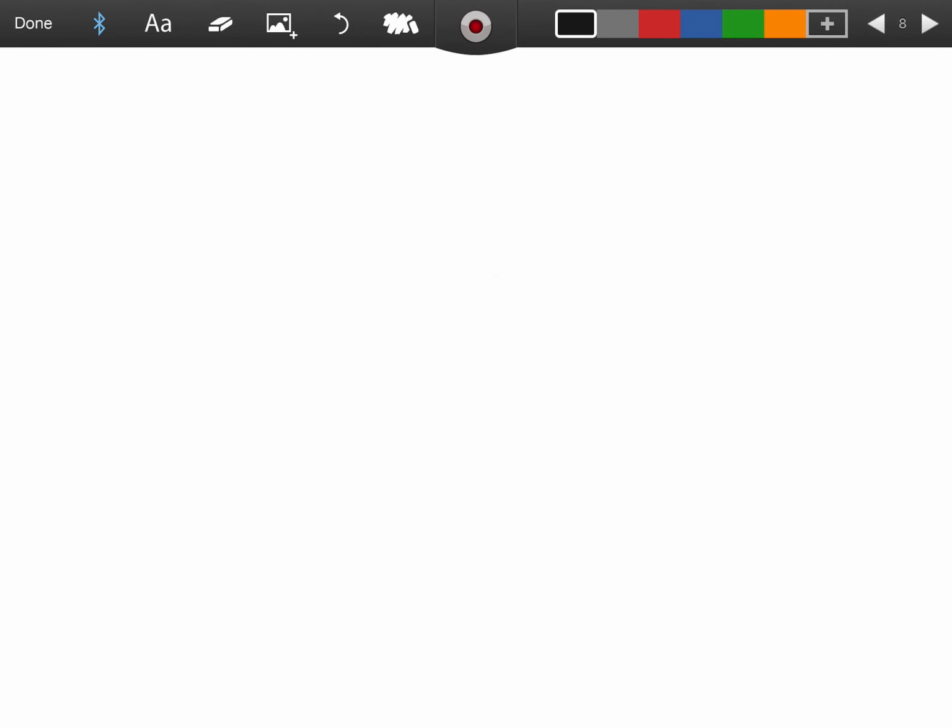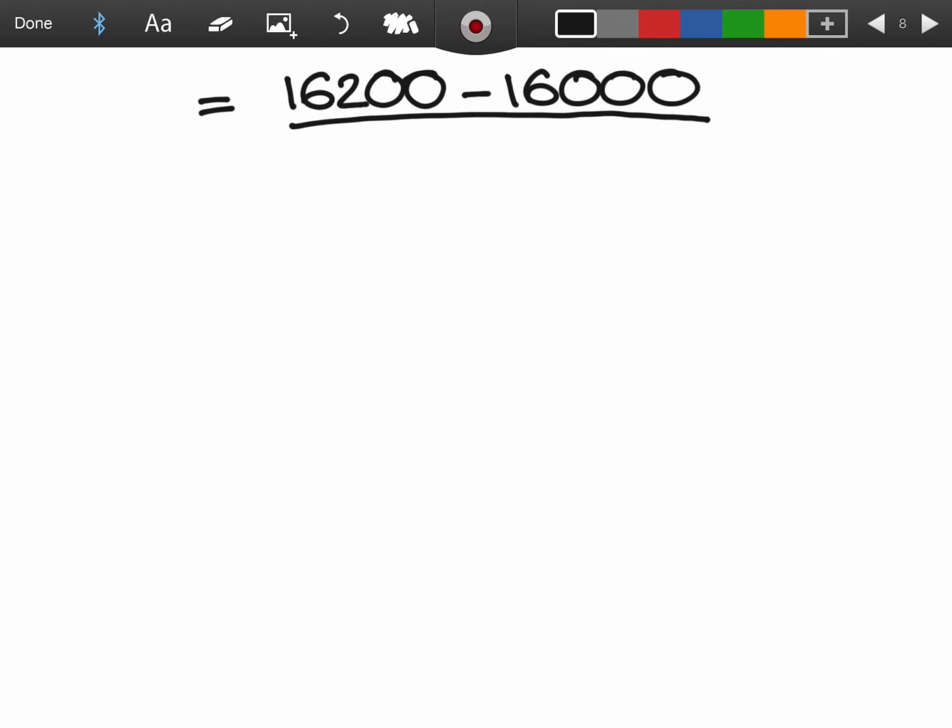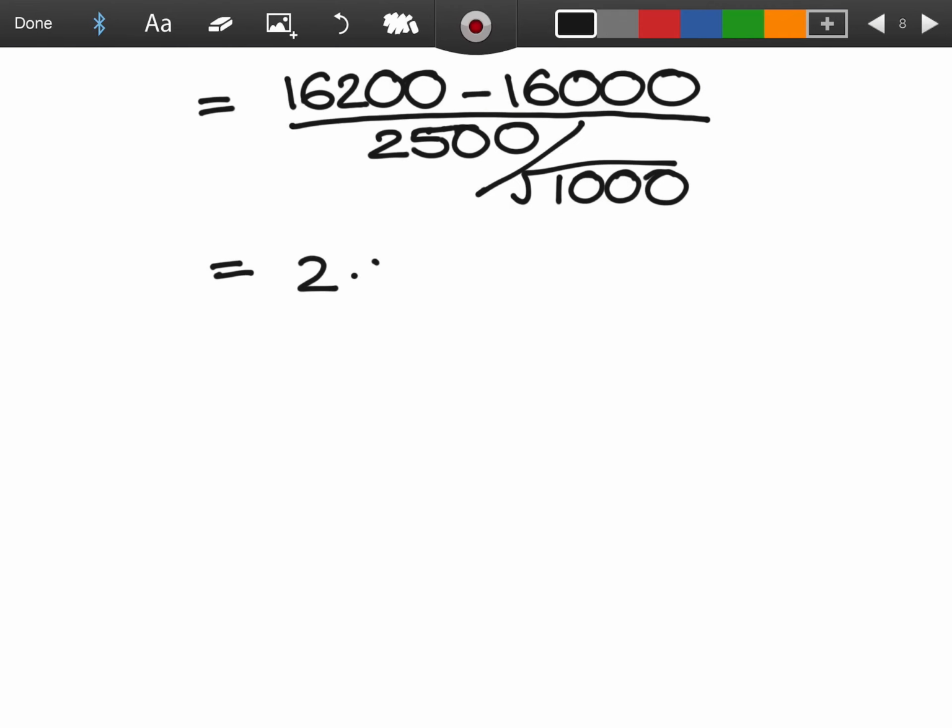So I'm going to have to do this on the next page. That equals the sample mean was 16,200. Population mean was 16,000. Divided by, now the standard deviation was 2,500, and our sample size was 1,000. So square root of 1,000. If you compute that on a calculator, you get 2.53. So that is your z value. That is your test statistic. That's what we're going to use to compare to the critical value to see whether we're going to reject or fail to reject our null hypothesis.